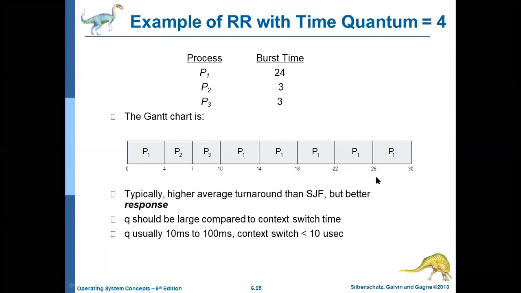At this step, 5 4s are 20. After 5 steps or 5 context switches, the entire execution of P1 is completed.